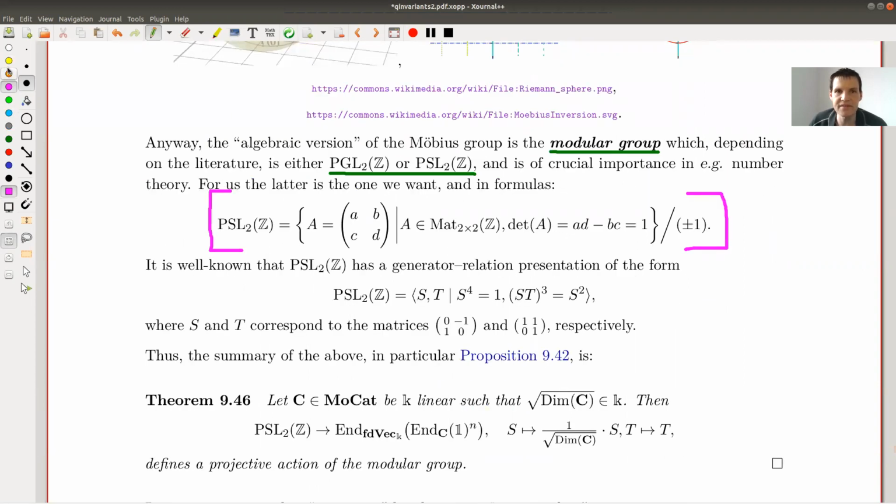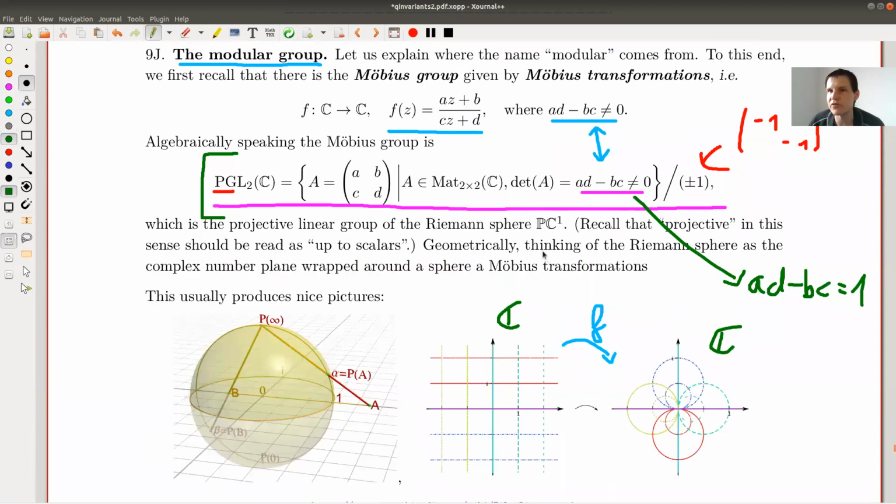And the point is that this thing has a generator and relation presentation. And by now you should like generator and relation presentations. And it looks as follows. It has 2 matrices, S and T. There's an S matrix and there's a T matrix that satisfy those relations. And in coordinates, the S matrix is just this matrix, and the T matrix is just this matrix. So you can see, for example, S to the 4 is 1, right? And you can check the other relation, and this is a generator and relation presentation of the modular group, which is this group coming from geometry.